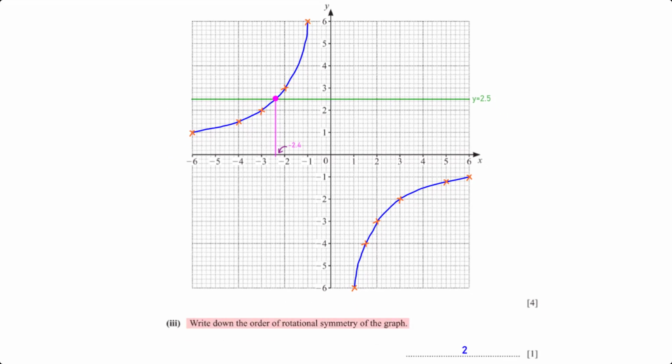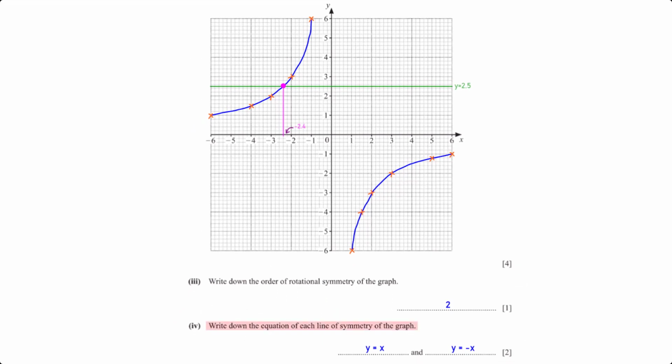Write down the order of rotational symmetry of the graph. The order of rotational symmetry of the graph is the number of times the graph looks exactly like this when it is rotated through 360 degrees. The graph looks exactly like this under two instances: when it is rotated 180 degrees and when it is rotated 360 degrees. So the order of rotational symmetry is 2.